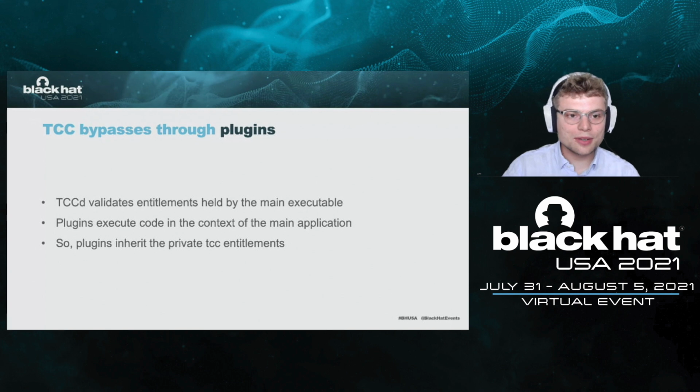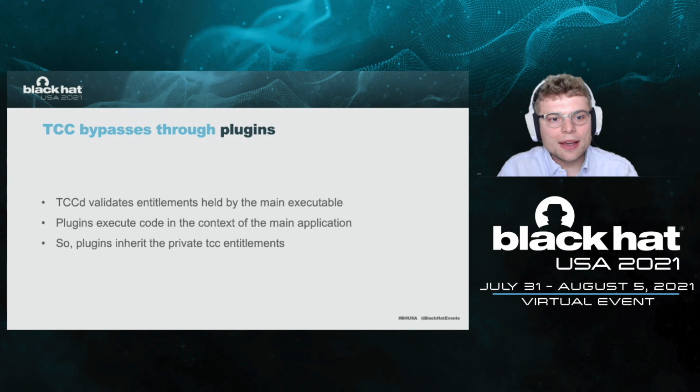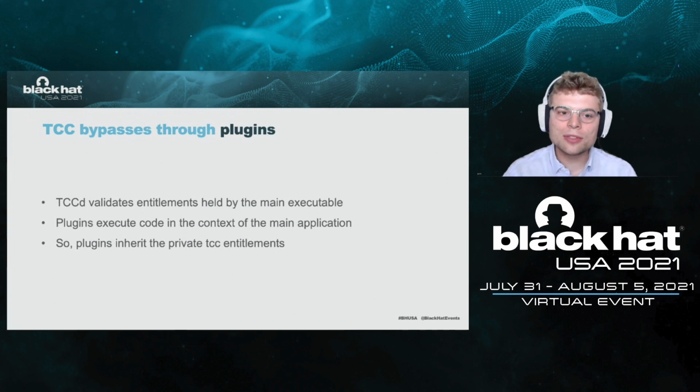All right, so the first group of vulnerabilities that we wanted to show you are TCC bypasses via plugins. So the problem with TCC is that it validates the entitlements held by the main executable. So if you have applications or sub-applications that are executing their code in the context of the main applications, they will inherit the private TCC entitlements or the TCC permissions granted to the main executable. Let's take a look at an example.